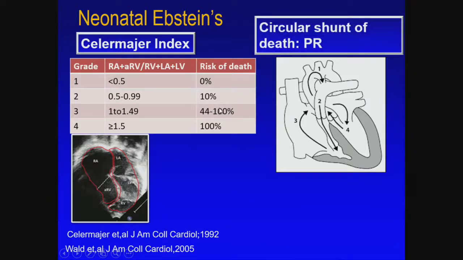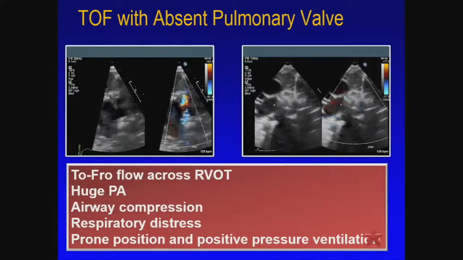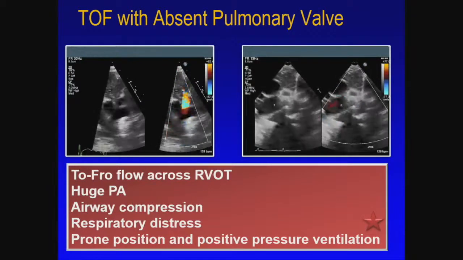Another thing people like to ask a lot is the circular shunt of death in Ebstein's anomaly. So if you have significant pulmonary regurgitation, what happens is TR goes to the left side, goes out into the aorta, comes back to the PDA, and because of the PR, goes back. Again, English is not my primary language, but when you draw it out, it is not a circle, it's a loop. So I want to redefine this. It's the circular loop of death, okay? So PR, people like to ask this all the time.